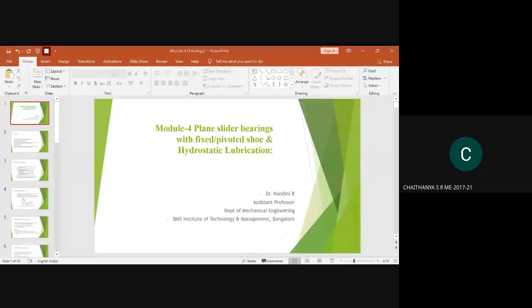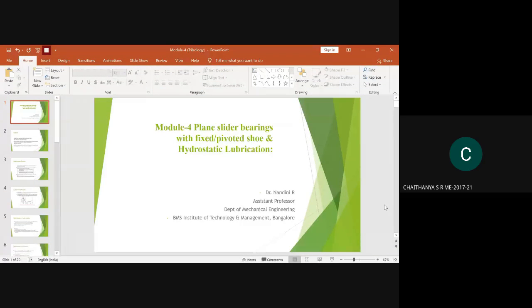Plain slider bearings with fixed or pivoted shoe and hydrostatic lubrication. Yes, so this is the part you will be dealing with. So you have two bifurcations here. One is related to plain slider bearing, and the other one is related to hydrostatic lubrication.